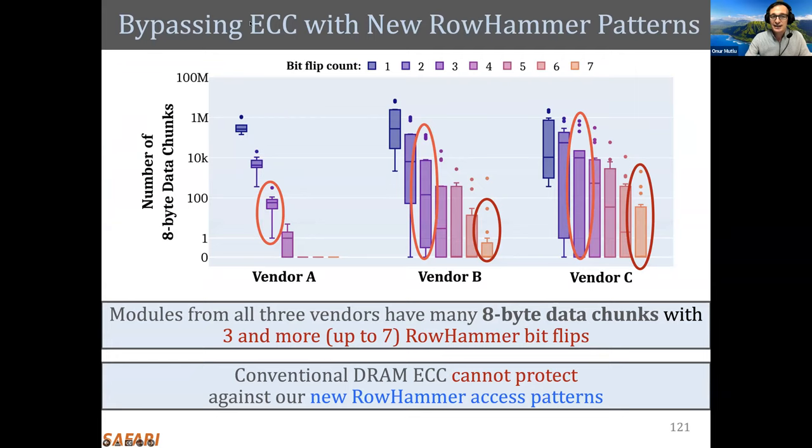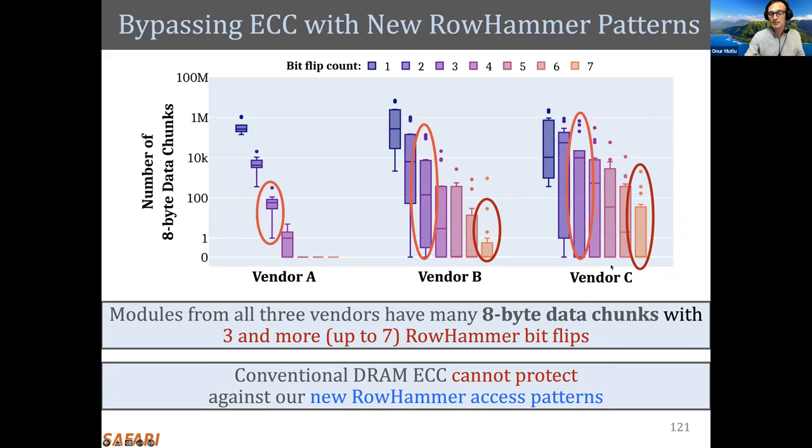And you can see that you can bypass ECC also with these new RowHammer patterns. You can induce up to 7 RowHammer bit flips, and usually more, 3 or more bit flips. And 3 bit flips is enough to bypass ECC, basically. And in almost all cases, we can induce more than 3 bit flips.